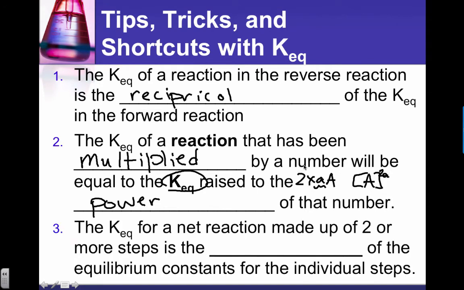Now, if the equilibrium is a net reaction made up of more than one step, then what we have to do with the value of K is multiply the equilibrium constants together, not add. We add for Hess's law, we multiply for equilibrium.